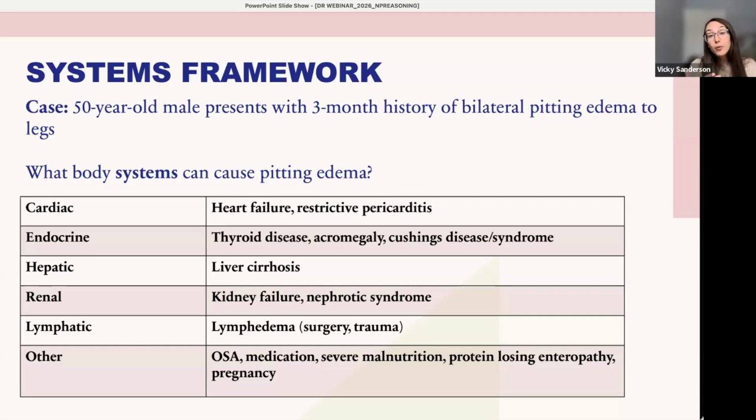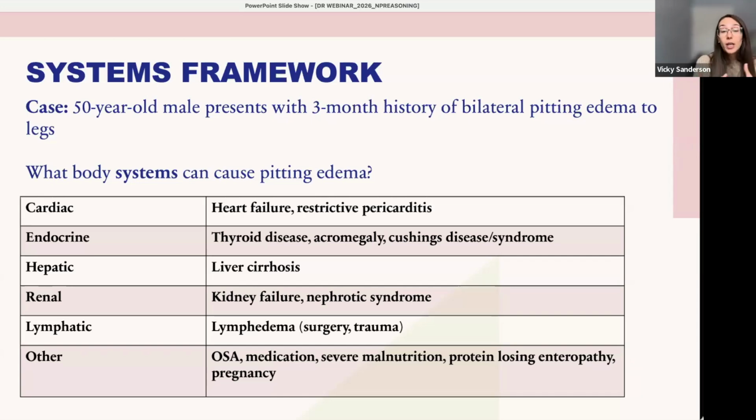So for example, we can think of the cardiac system, right? Heart failure or restrictive pericarditis. We can think of the endocrine system, thinking of severe thyroid disease, Cushing's disease or syndrome, acromegaly. The hepatic system, we're thinking of liver cirrhosis, and the list goes on, right? So having just this general framework can now help me tailor my history and my physical exam with that patient.